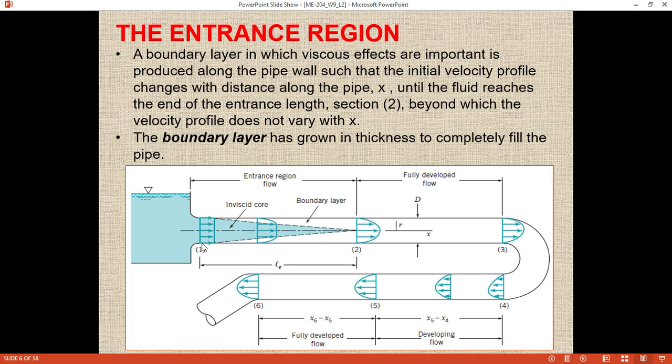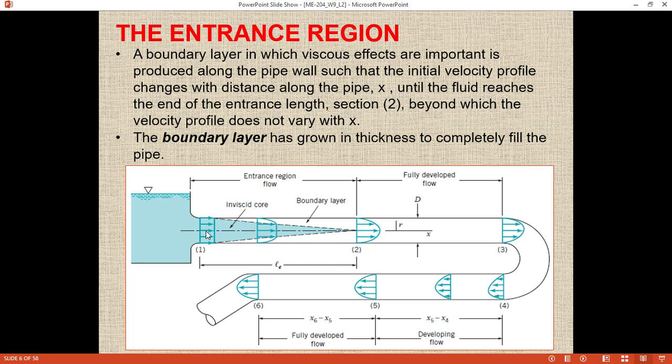Here you see the velocity is uniform, but at this point, because of this shear force, because of this shearing effect, the velocity gradually increases, okay. At the bottom velocity is 0, but as you move forward the velocity gradually increases. When I move further forward, velocity increases further. So let's understand this point. Here the initial velocity profile changes with distance along the pipe X.